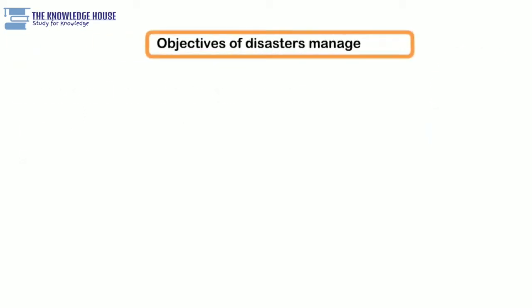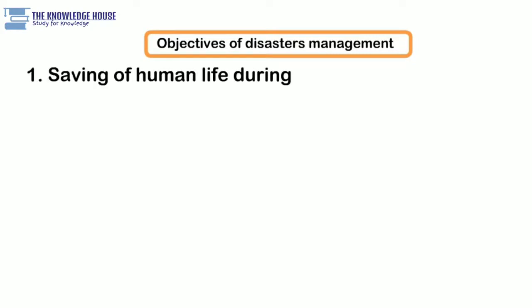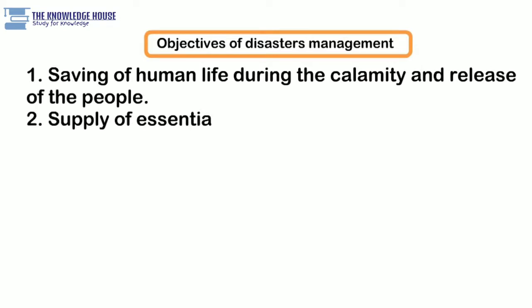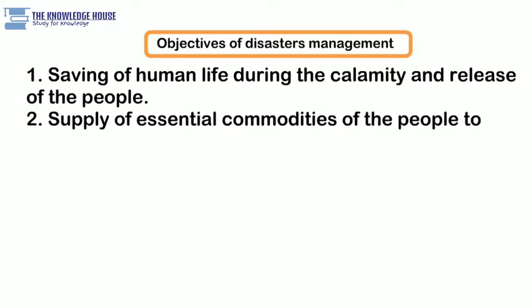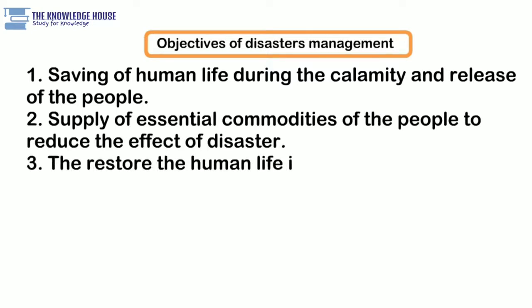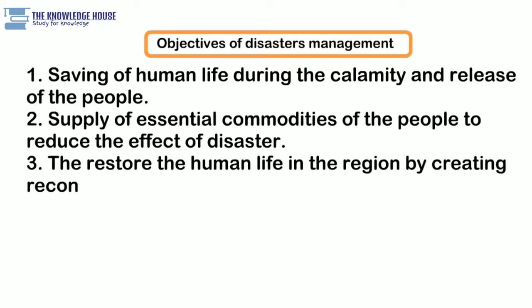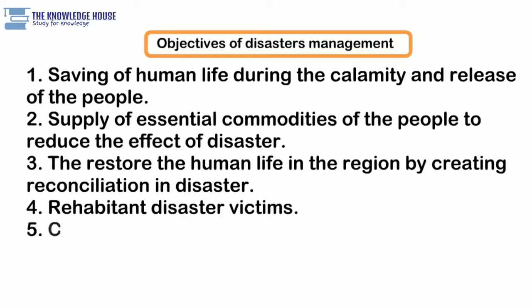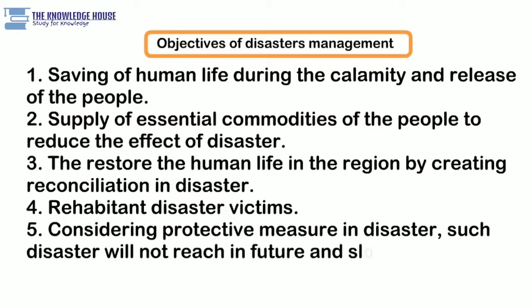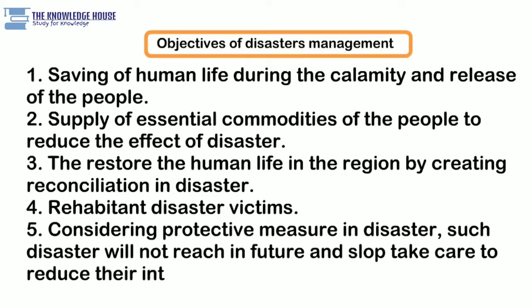Objectives of disaster management: 1. Saving human life during the calamity and releasing the people. 2. Supply of essential commodities to the people to reduce the effect of disaster. 3. Restoring human life in the region by creating reconciliation in disaster. 4. Rehabilitating disaster victims. 5. Considering protective measures in disaster, so that such disasters will not reach in future and to take care to reduce their intensity.